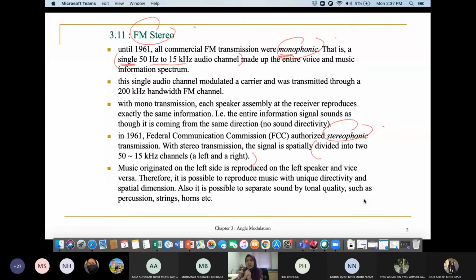That is why nowadays if you listen to music from your radio, you can see that there's actually a difference. The sound is different from the left speaker compared to the right speaker. So this is what we call FM stereo.